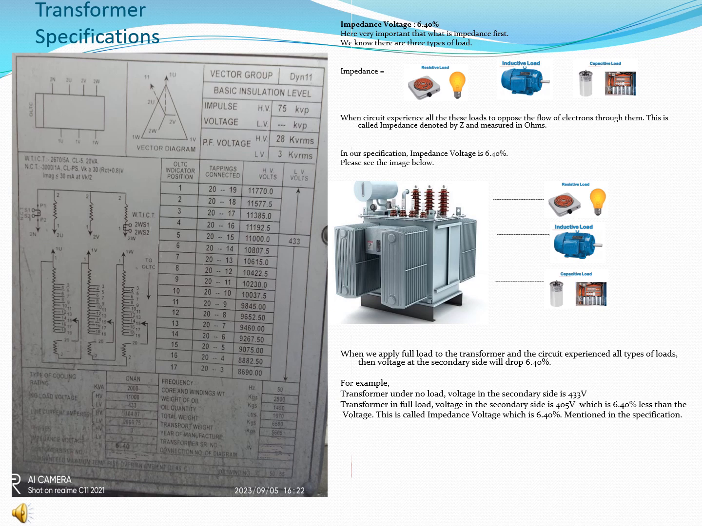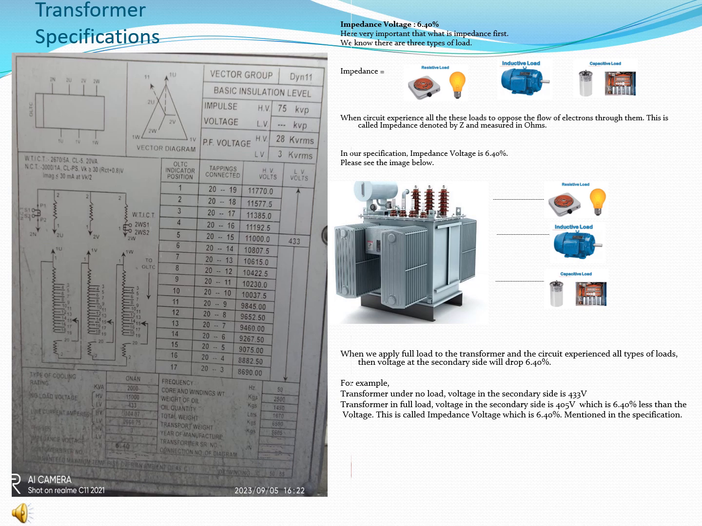Continuing with the impedance voltage term, in this slide, we will see there are 3 types of load, that is resistive load, inductive load and capacitive load. The impedance means the combination of all 3 loads, that is resistive load plus inductive load plus capacitive load. In terms, we can say that when a circuit experiences all these loads opposing the flow of electrons through them, this is called impedance. Impedance is denoted by Z and measured in ohms. The impedance comes only when you are working under AC current or AC voltage. In DC voltage, only resistance will come.